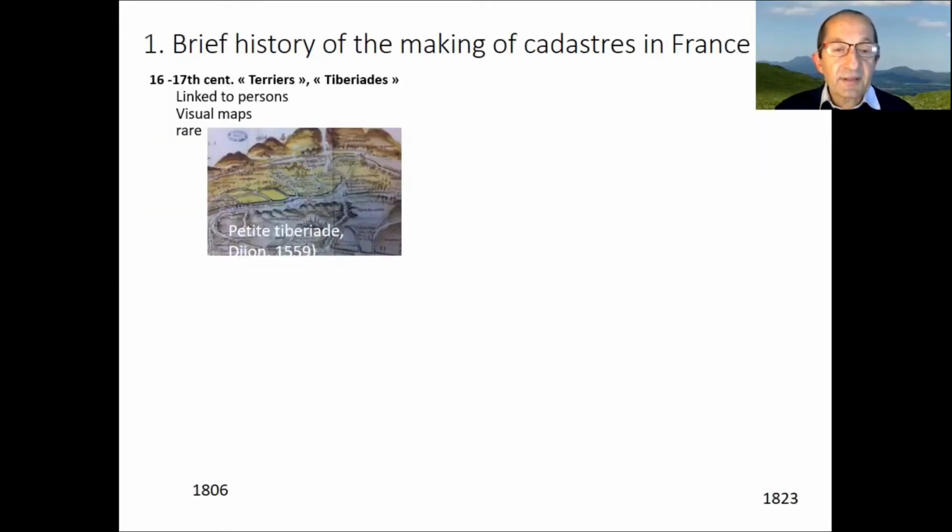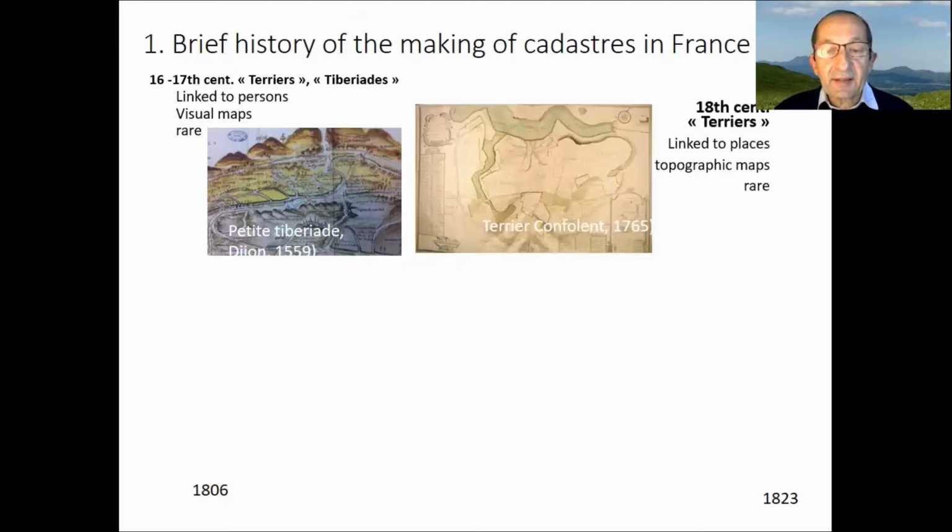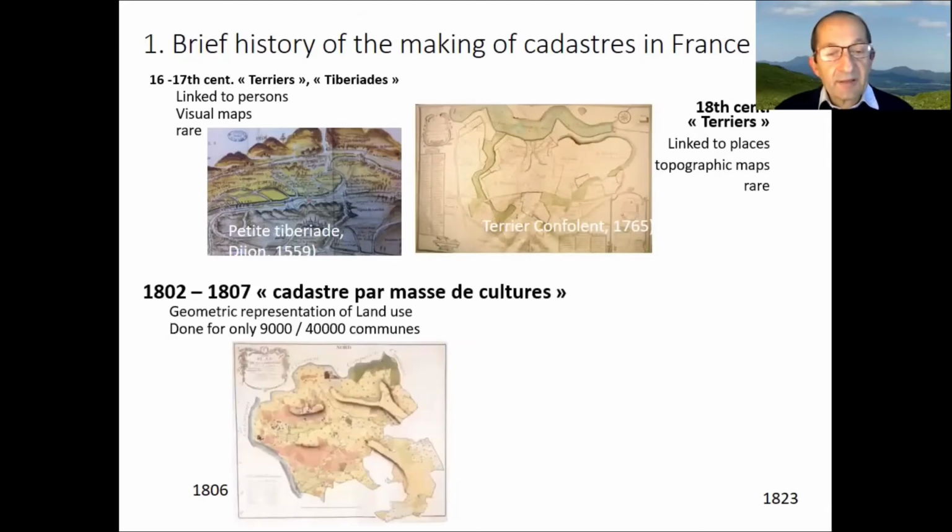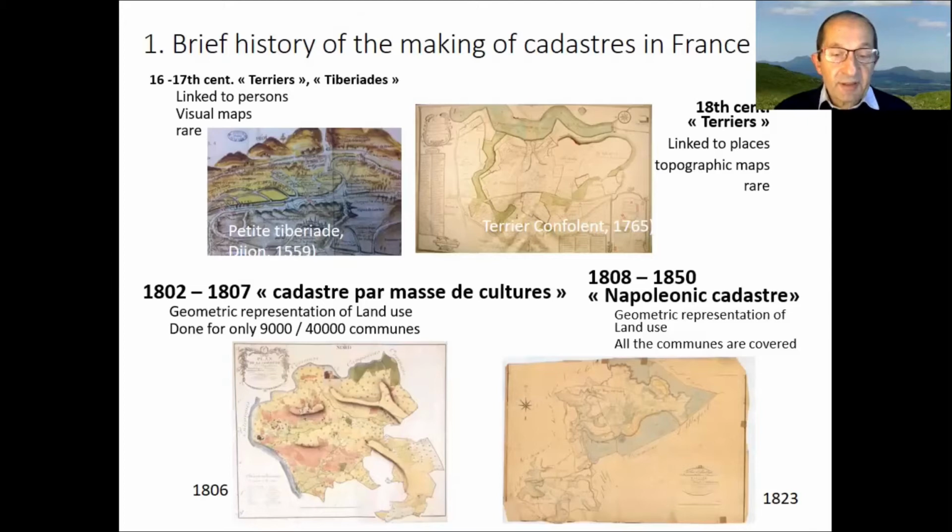During the 16th and 17th centuries, you had only these types of visual maps. Here is an ancient terrier from the 18th century. At the beginning of the 19th century, the first cadastres were only describing the land use. And here you have a map from 1806. People disagreed with the system. The government decided to create a map of each parcel of each landowner, and it is these documents that we are using.